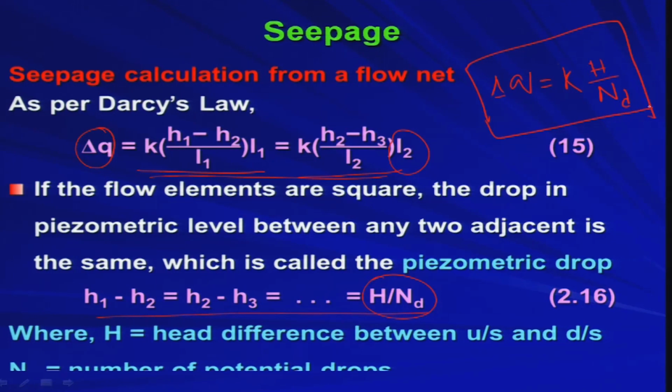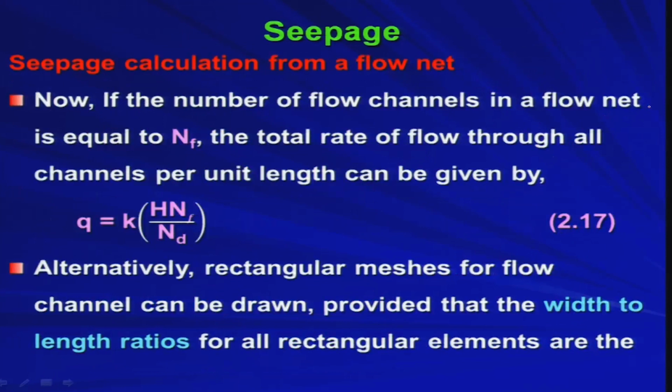Now, this delta q is happening through n number of, say, flow channels. Now, total flow is nothing but k into h by n d into n f, that is the number of flow channels, right. So, that is the total flow.